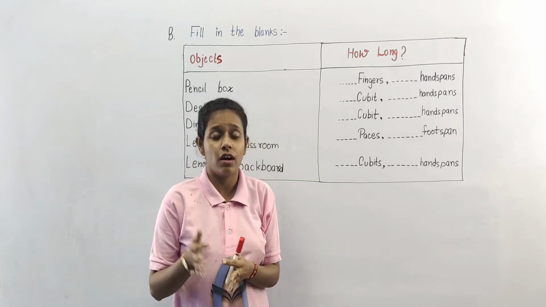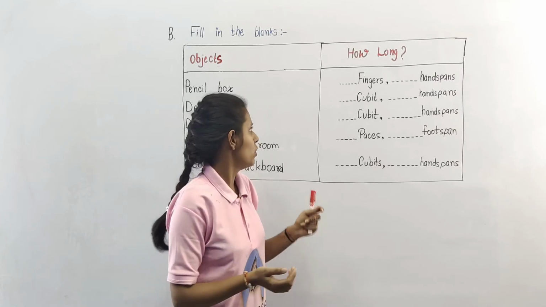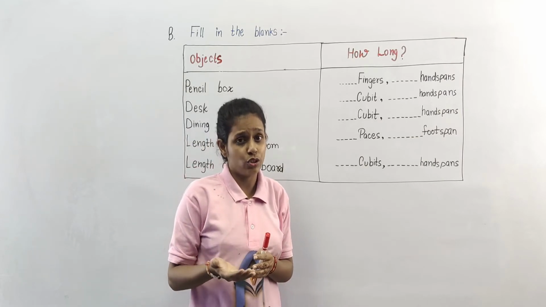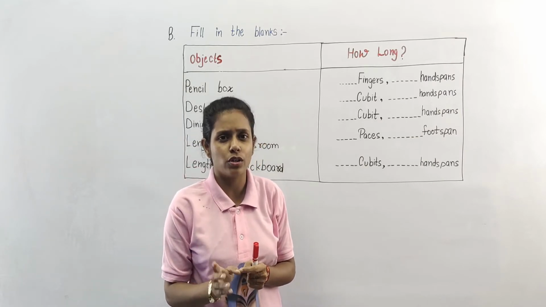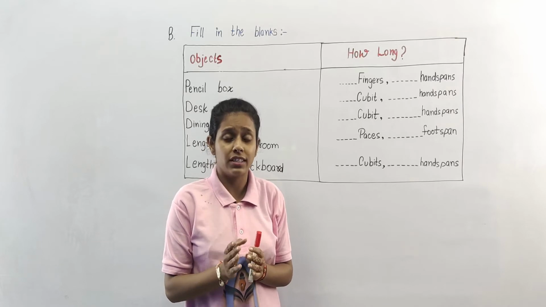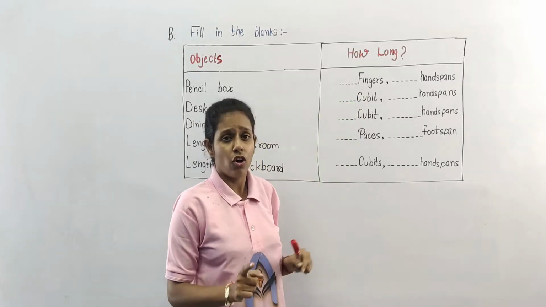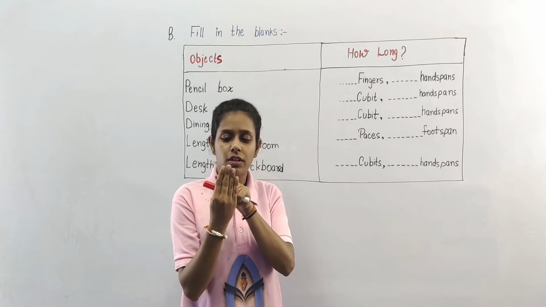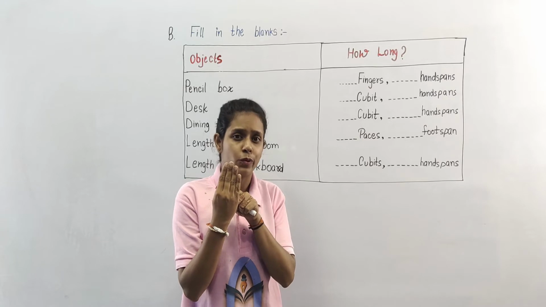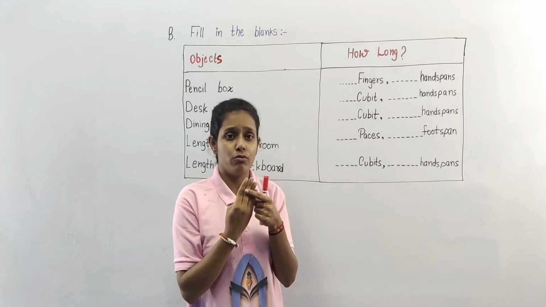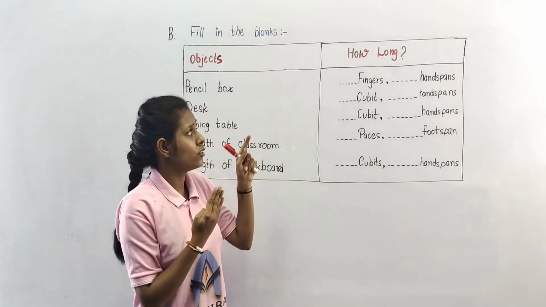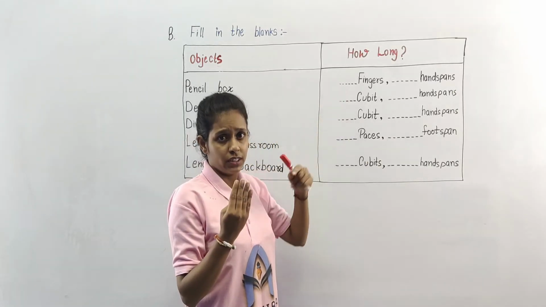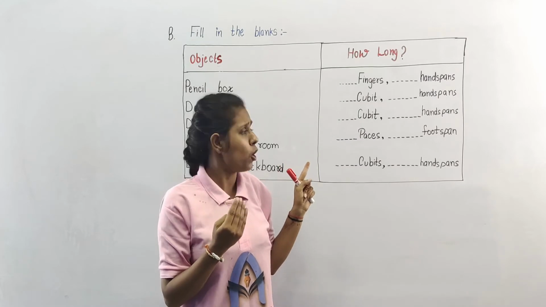How can we measure with our body parts? I tell you. Now, the first object is a pencil box. At your home, you find a pencil box. You have to measure the pencil box with your fingers. These 4 fingers, with no gap between these fingers. And right here, how many fingers long is the pencil box?